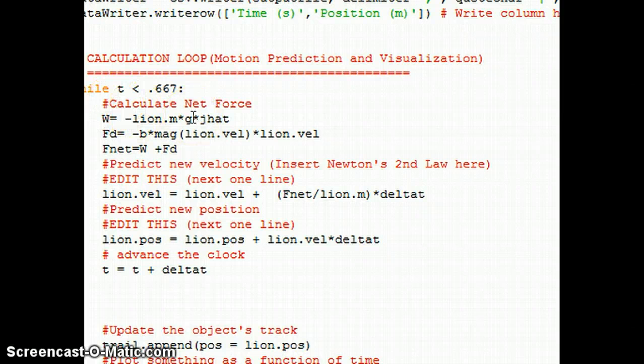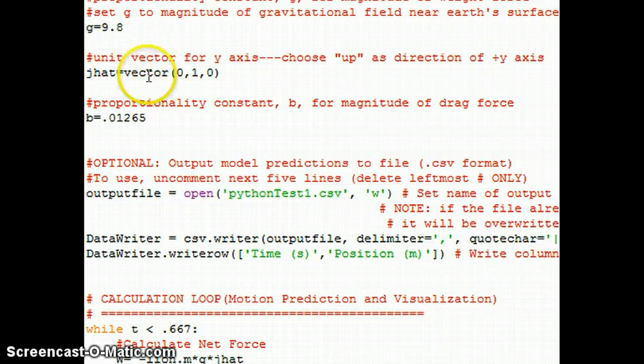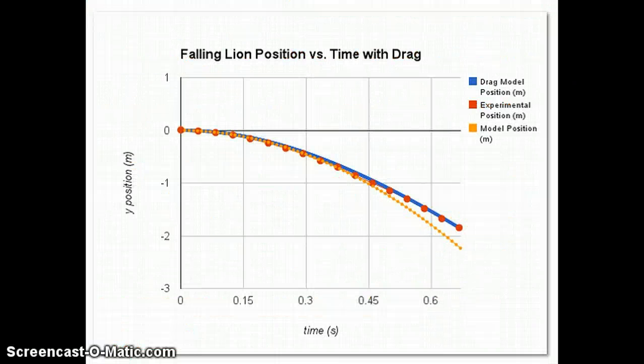It is important to account for this drag force in the net force of the system to get accurate real-world results. This force was found to be negative b times the magnitude of the velocity times the velocity. From here, various b's were tested, and the closest drag coefficient was found to be 0.01265. After finding this value, a much more accurate model was seen. You can now see that the new drag model position, shown in blue, is much more accurate than the initial model position shown in orange. It is much closer to the actual experimental position shown in red.